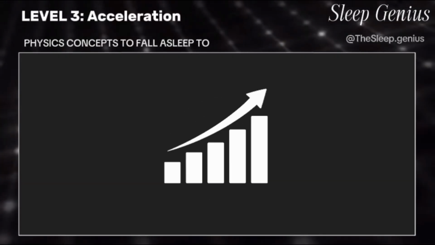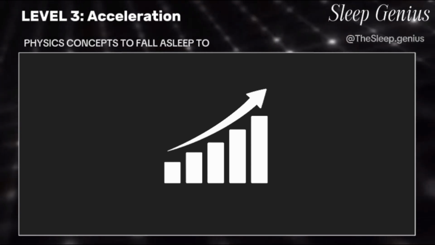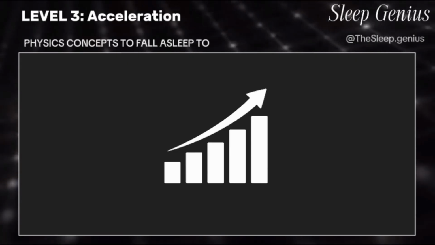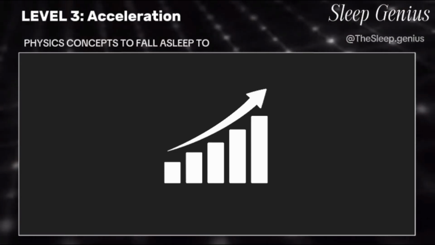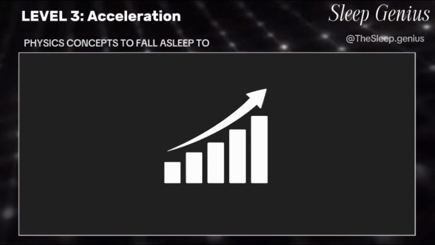Acceleration. Acceleration is the rate at which an object's velocity changes over time. It tells us how quickly something speeds up, slows down, or changes direction. Velocity, speed, time, force, and mass are closely connected. Acceleration depends on how fast velocity changes in a certain time.